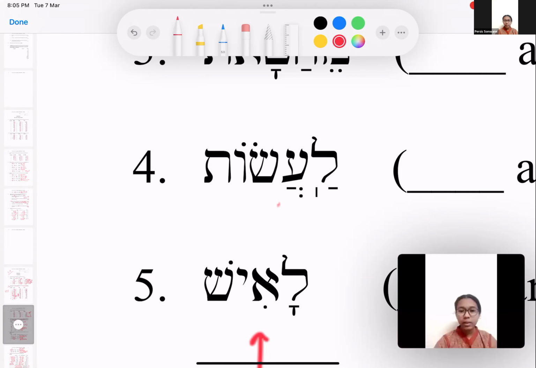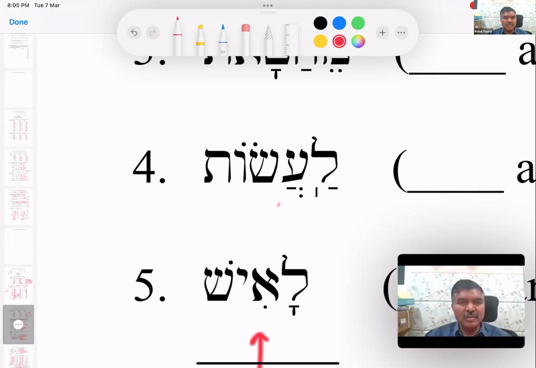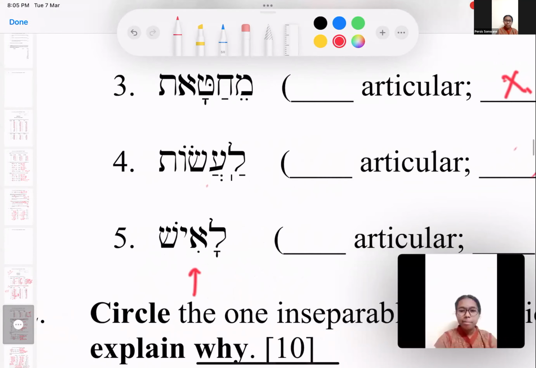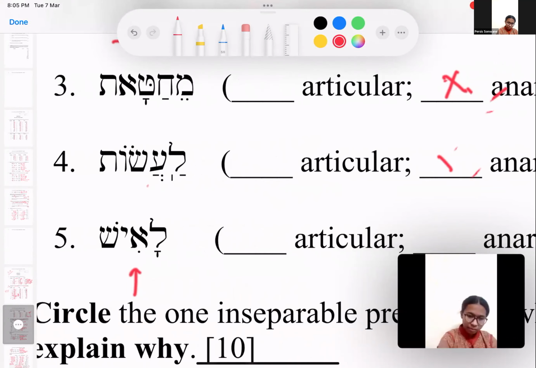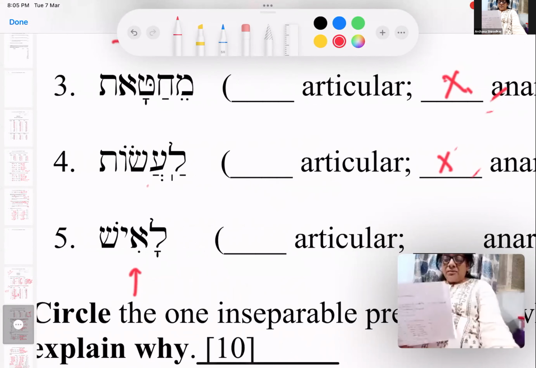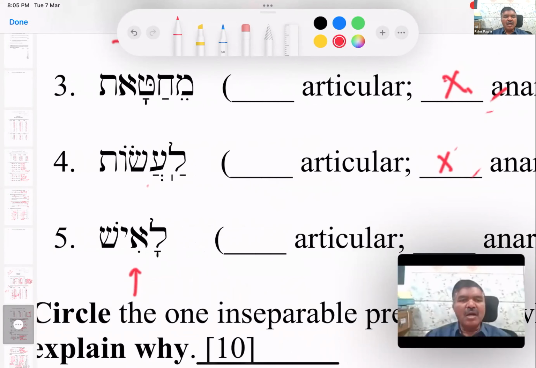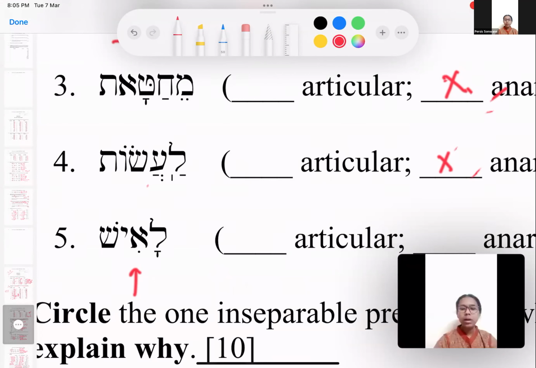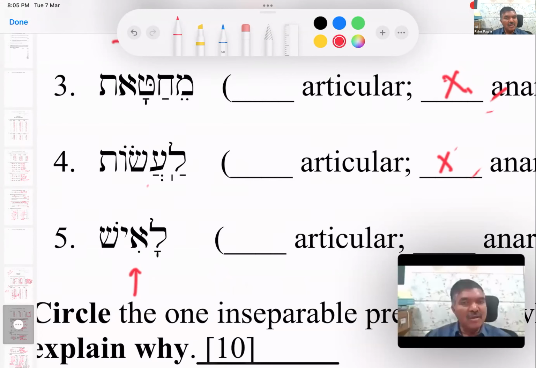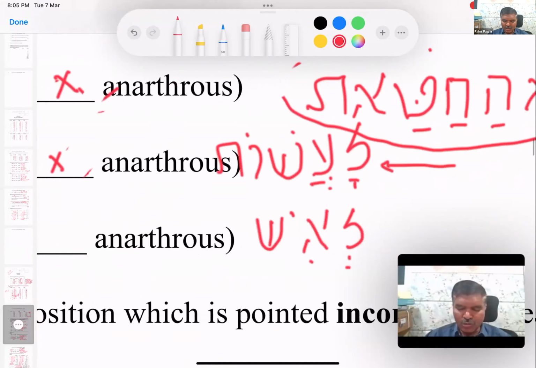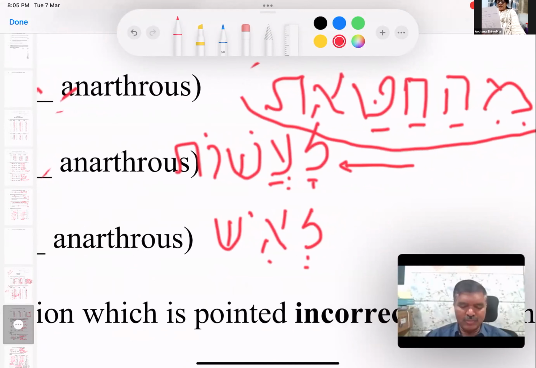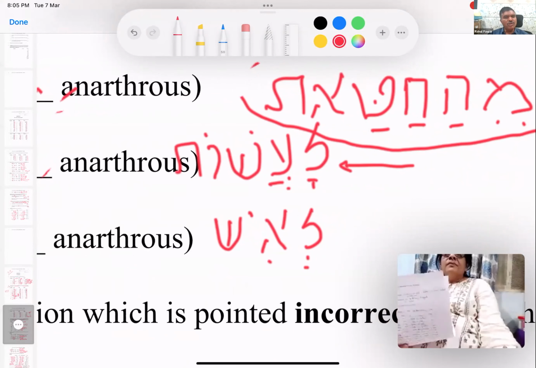Without article. Then you have to put anarthros. So what is the articular form? What is the pointing and position of hey? Hey with kamets. So it will be ha ashot, and ha ashot will be la ashot. That form you have to write.